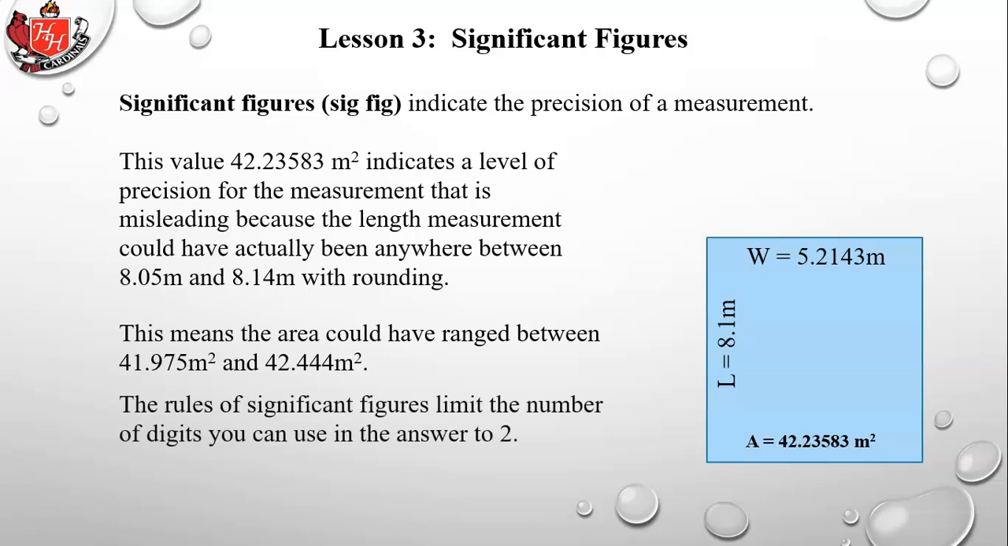The rules of significant figures limit the number of digits you can use in this answer to 2. So that means the answer would be not 42.23583, but just 42, because you could only have 2 significant figures. So what you're about to learn is how do you determine that? Why did we say it can only be 2 significant figures, and that our answer has to be expressed as simply 42 without all those numbers after the decimal?